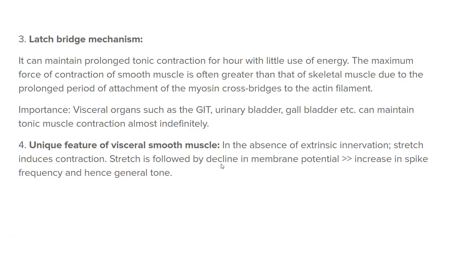The stretch is followed by a decline in membrane potential, followed by an increase in spike frequency and hence the general tone. Like if you're consuming food, there is a stretch of the muscle that itself can reduce the membrane potential, that is, move toward the threshold, so that these slow sine waves or the pacemaker tissue can quickly create action potentials, contract, and propel the food forward. So that's what they mean. Not only nerves, just the stretch can stimulate an action potential and cause contraction. That is present only in visceral smooth muscle.